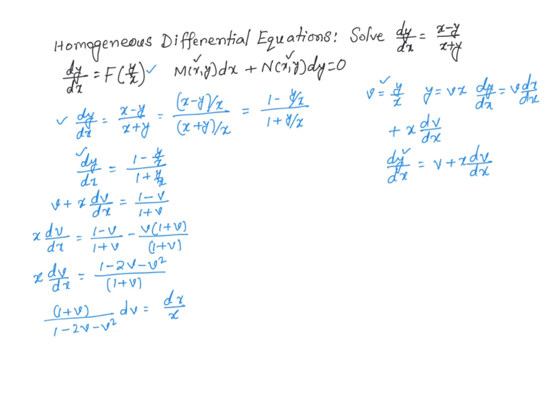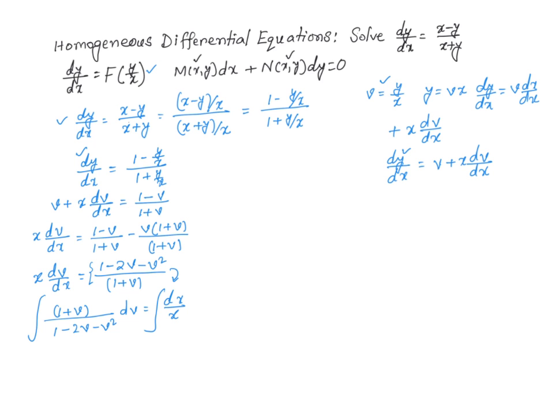Now I can integrate both sides. By the way, in going from here to here, I just did basic algebra, and you know how to do it. Multiply both sides of this equation by the reciprocal of this, and then just simplify it.